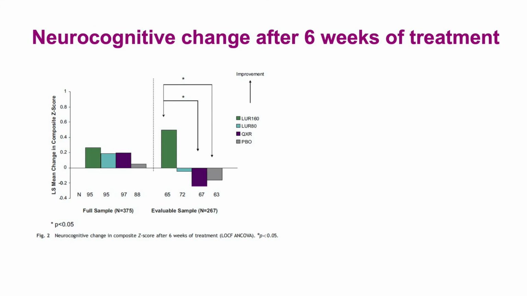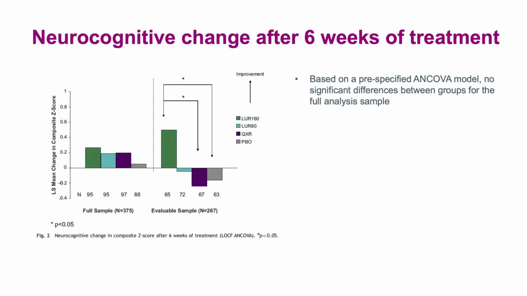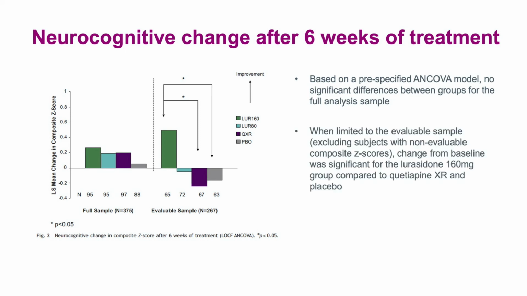What we can see was in this study, based on pre-specified ANCOVA models, there were no significant differences between the groups for the full analysis sample. However, when the analysis was limited to the evaluable sample, some interesting results did emerge. Specifically, there was change from baseline, which was significant for the lorazepam 160 milligram group when compared to the active control, which was the quetiapine XR group. Now, this significant difference between lorazepam 160 milligram was also evident between that group and the placebo group.